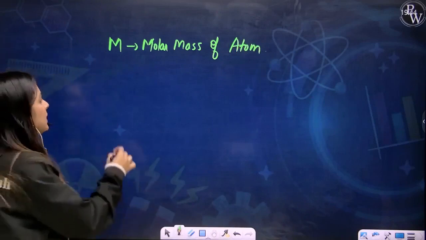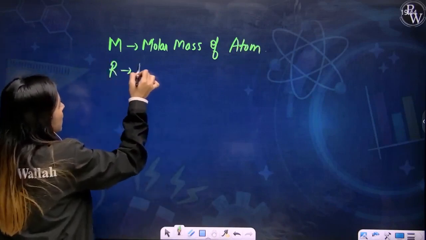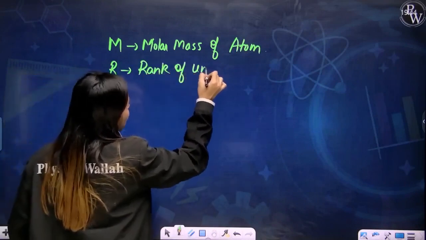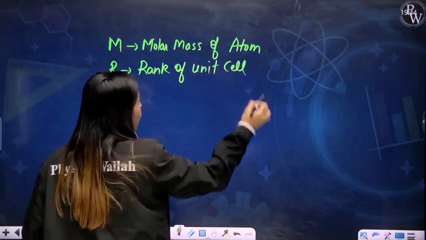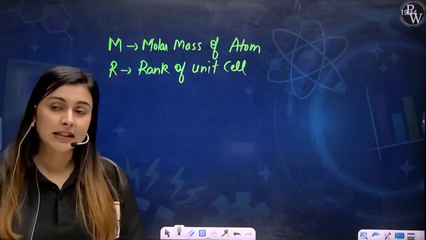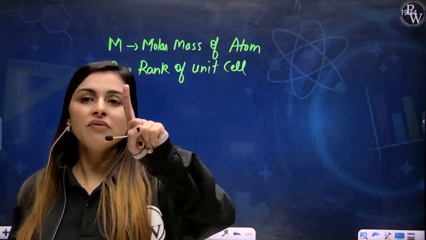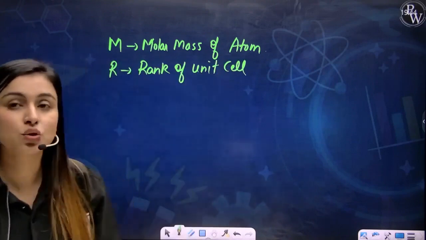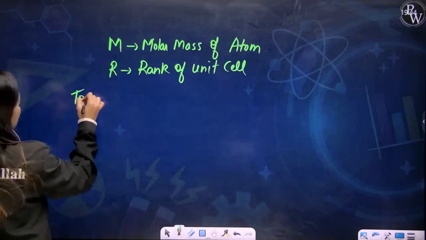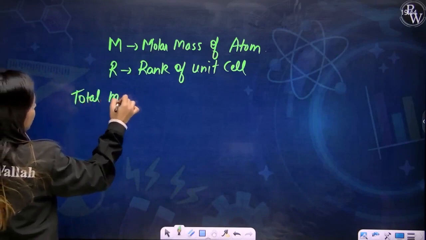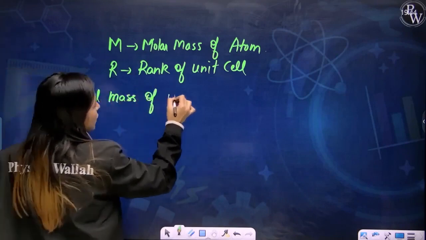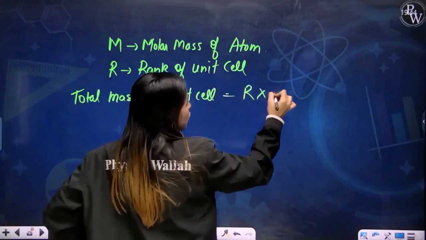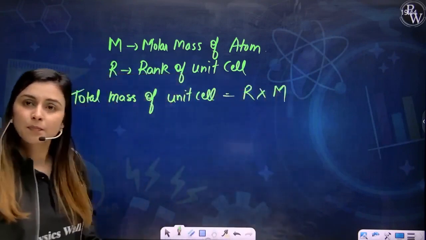Let's say that R is the rank of the unit cell. So what does R tell you? It tells you how many atoms are actually present in the unit cell. You know the mass of one atom, and you know how many atoms are present in the unit cell. So can you say that the total mass of the unit cell will be equal to rank into molar mass of atom, right?